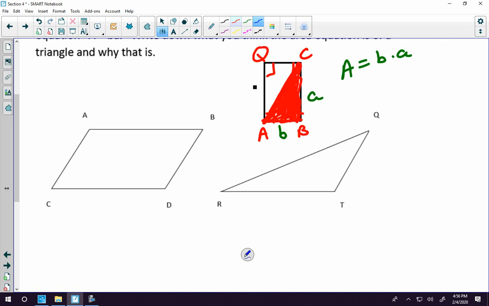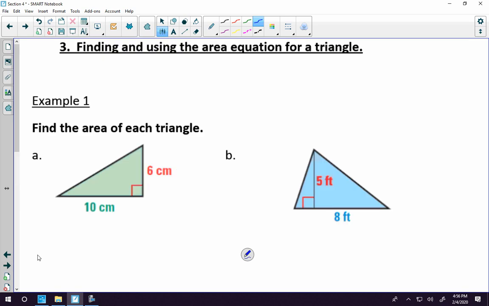So what do we do to find the space inside of that triangle? We take the equation for the area of the rectangle, area equals base times altitude, and then cut that in half. So area equals base times altitude divided by 2. It's very close to the equation for the area of a rectangle. However, the area of that red triangle has to be half the area of the rectangle.